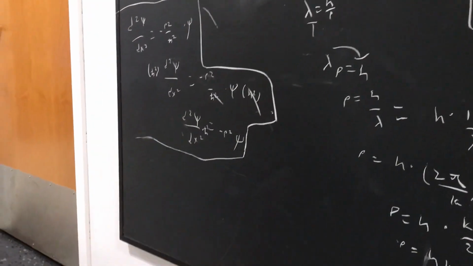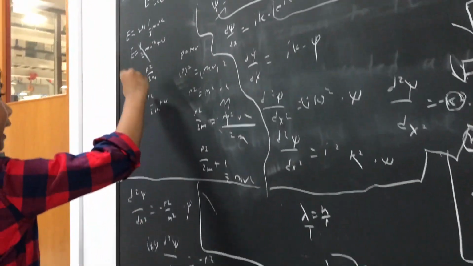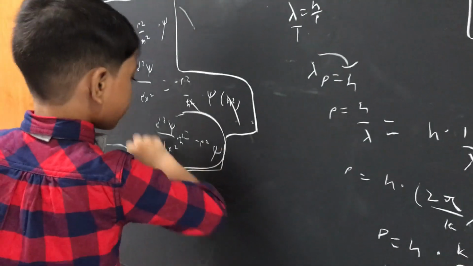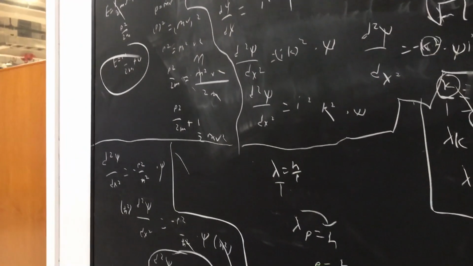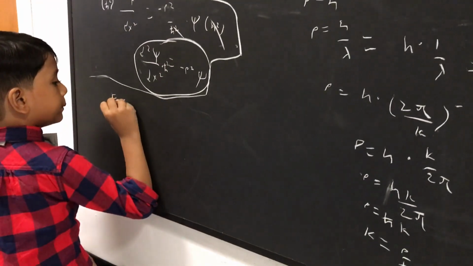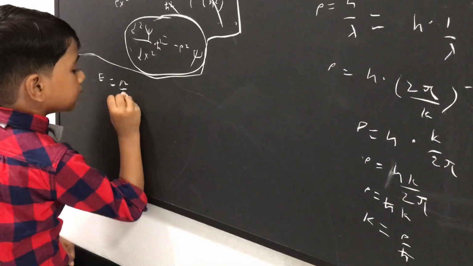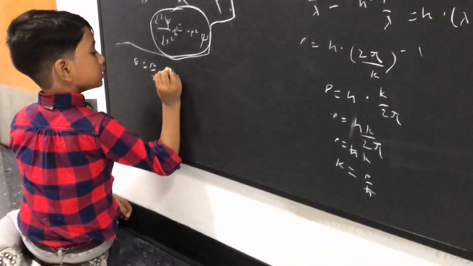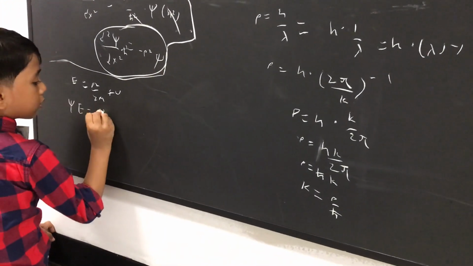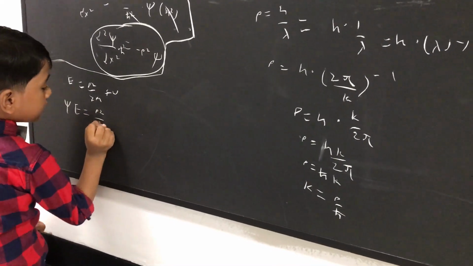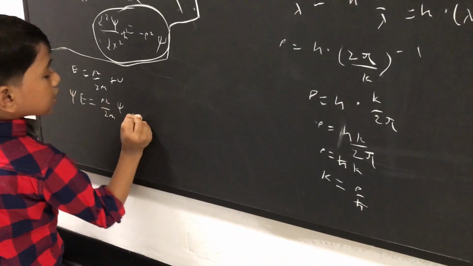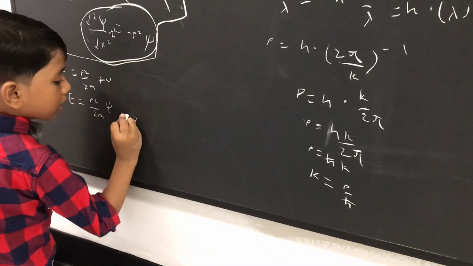Okay, so now we have to use this information and this information to do the final part. E is p squared over 2m plus u. Multiply everything you literally see right now on your paper by psi. And you should get this: psi E equals psi p squared over 2m plus psi u.